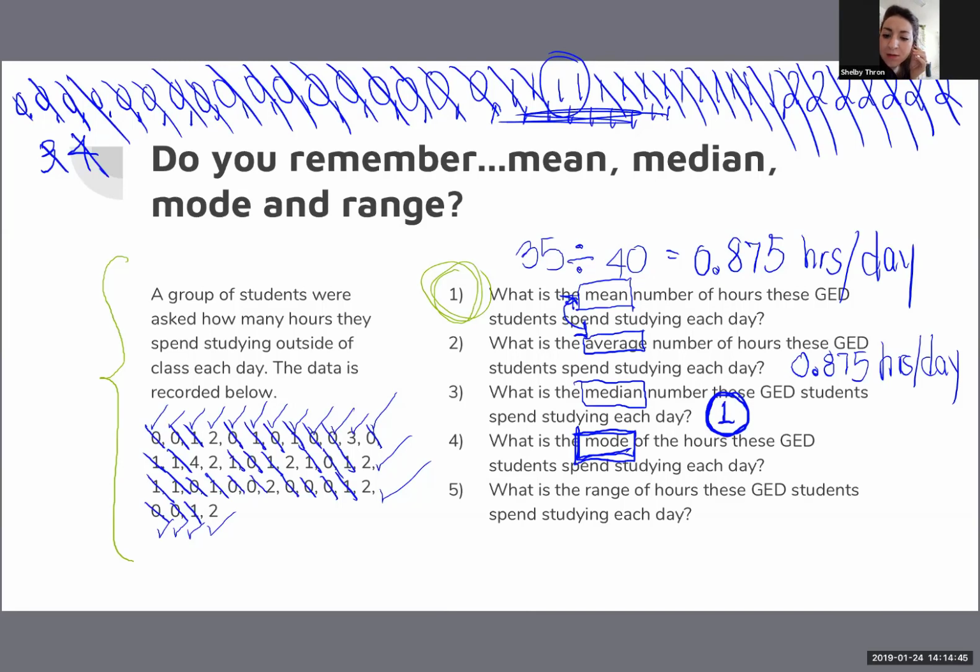And what did you say, Shelby? Most frequent number. Yes, most frequent. It's trendy. It's most frequent. It comes up the most. The word mode even sounds like most. So what number came up the most?